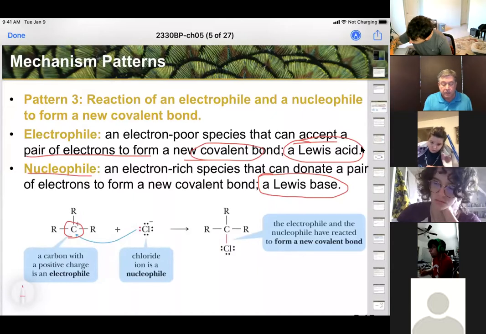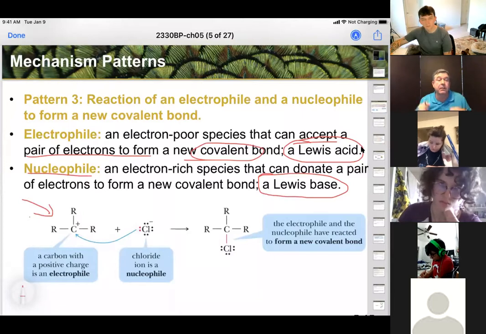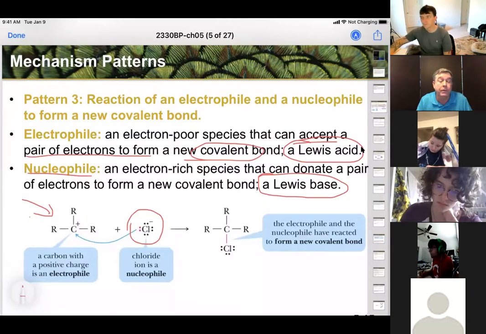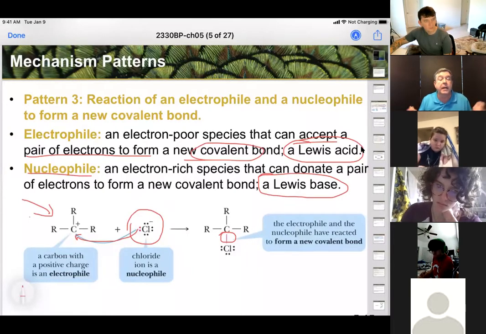Okay? So in this case here, we have a carbon that is positive. And remember, we got that carbon positive because we added a proton to a double bond in pattern number one. So that's how we can get to that charged carbon. And then we have a halogen here. This one just happens to have four different lone pairs to donate to make a new sigma bond. And when these electrons reach out and add to that, we get our new sigma bond. Notice the charge goes away. We had a positively charged carbon and a negatively charged chloride, and the charge goes away, forming a neutral species.